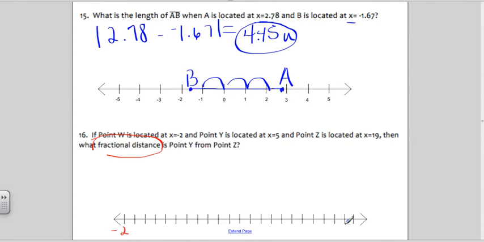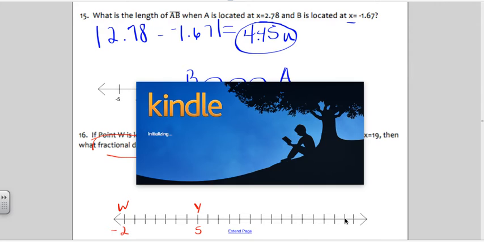Okay. My next point, okay, so that was point W. My next point is at positive 5, so we have negative 1, 0, 1, 2, 3, 4, 5. So there would be my Y. And then at 19, I have point Z. So there's 6, 7, 8, 9, 10, 11, 12, 13, 14, 15, 16, 17, 18, 19. I think that is right.